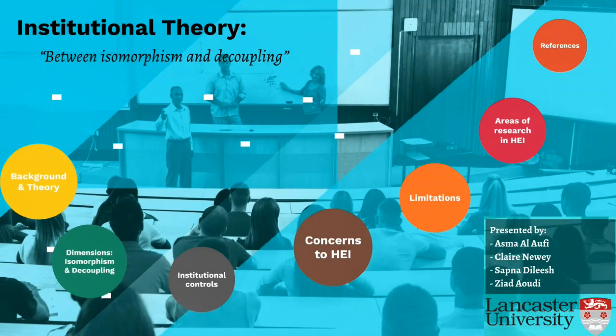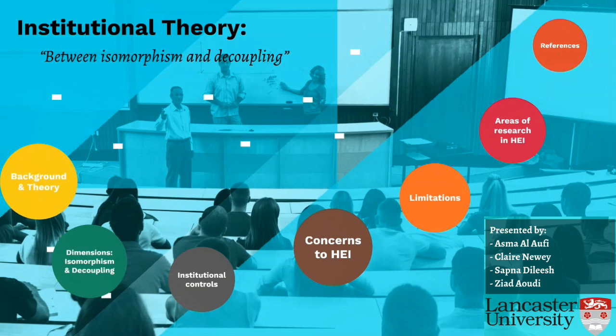Institutional theory between isomorphism and decoupling. Institutional theory has been around for a long time and is very popular in disciplines of social theory practices. It attempts to understand how institutions interact with its surrounding social systems. It sees the institution as being the building block of society.